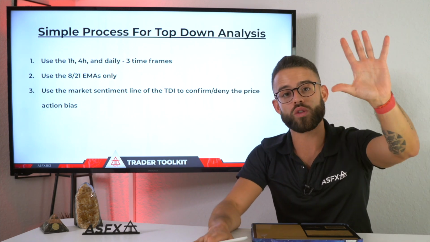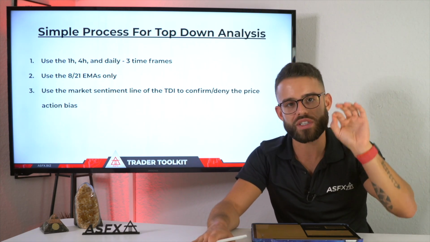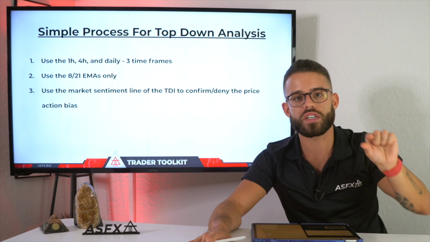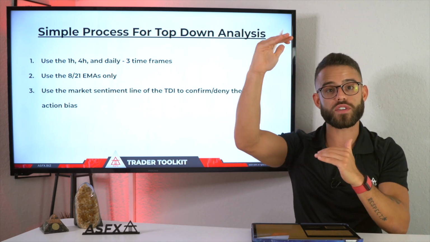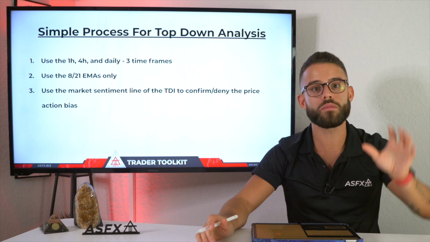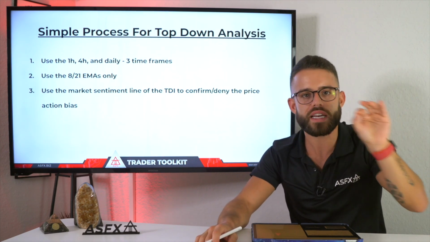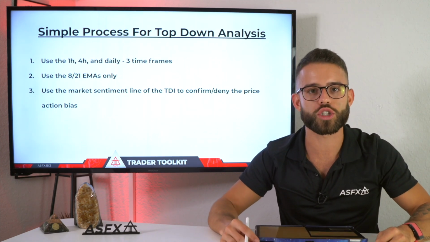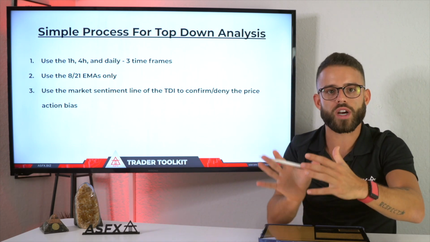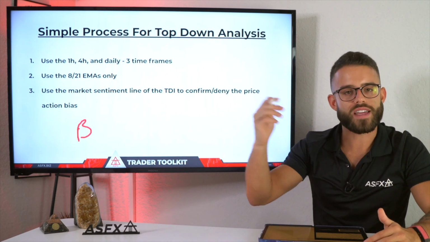If we see that on the 1 hour and we look at the 1 hour TDI and the yellow line of the TDI is also above the 50 value, that would confirm price action is in a bullish trend. TDI, market sentiment, is also bullish. That would mean the 1 hour time frame is bullish. Boom, give it a B. Then we go to the 4 hour.